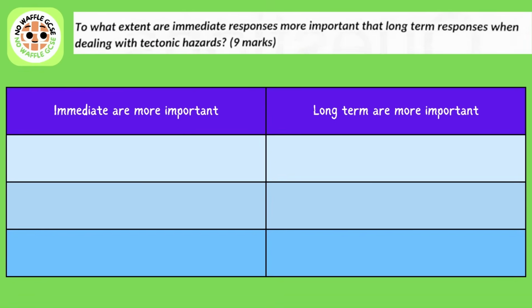So, you're arguing on the left-hand side, immediate responses are more important, and on the right-hand side, long-term responses are more important. So, you have to come up with your own points and understanding, but what you need to do is supplement your points with statistics from the examples that you've learned.